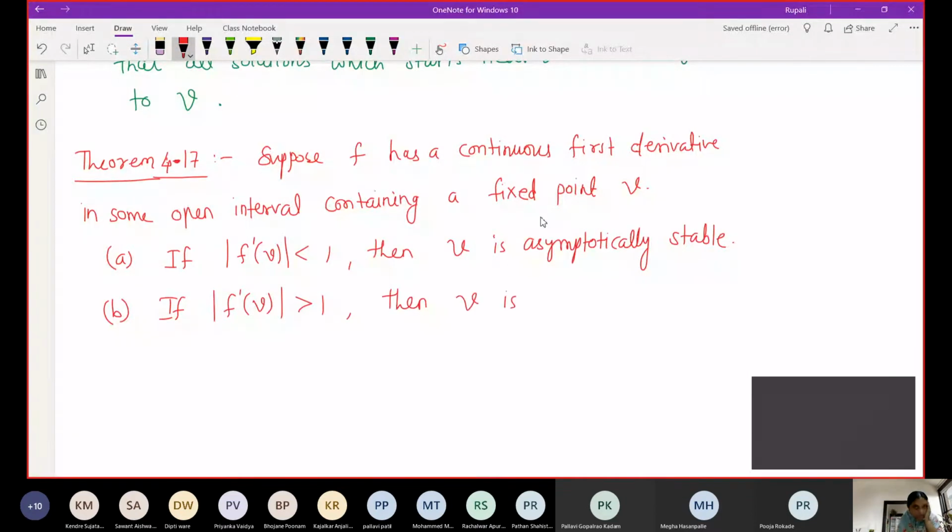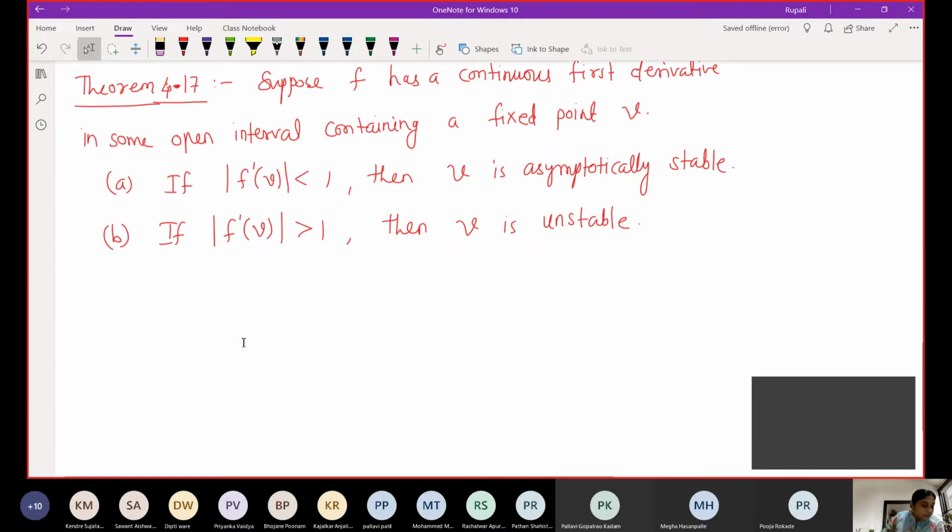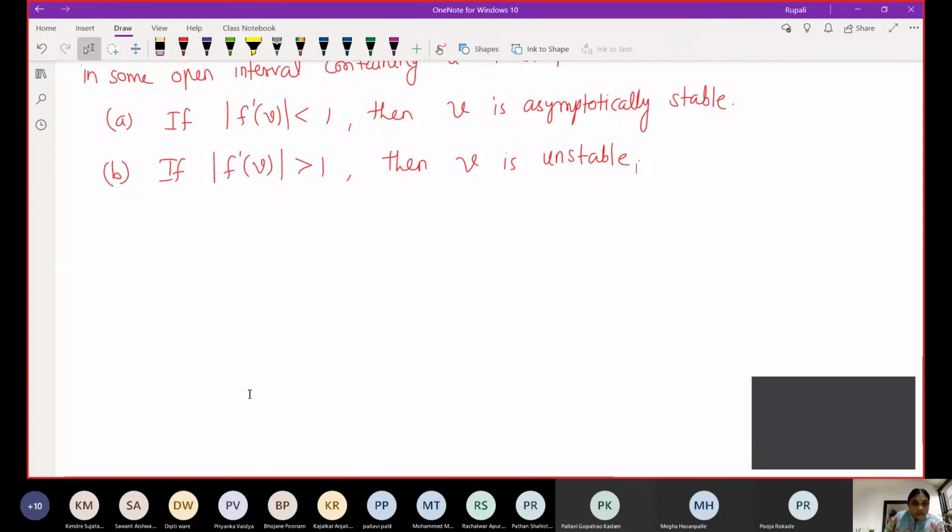So whenever f has a continuous first derivative, then we can check asymptotic stability and instability just by finding f dash at V. If mod of f dash at V is strictly less than 1, then V is asymptotically stable. And if it is strictly greater than 1, then V is unstable. If it is equal to 1, we cannot say whether it is asymptotically stable or unstable. We will require additional conditions to check that. So in this theorem, we have to prove these two statements. Let's start the proof.